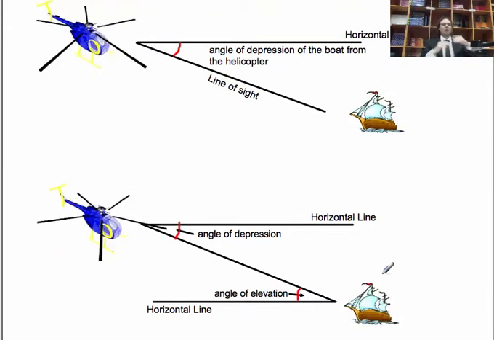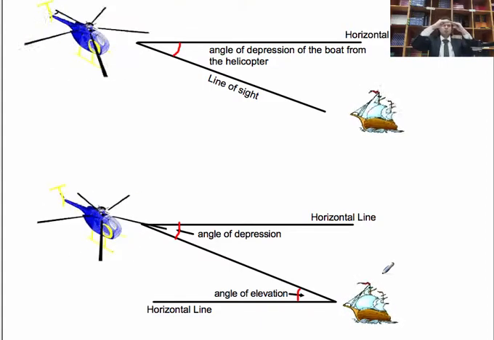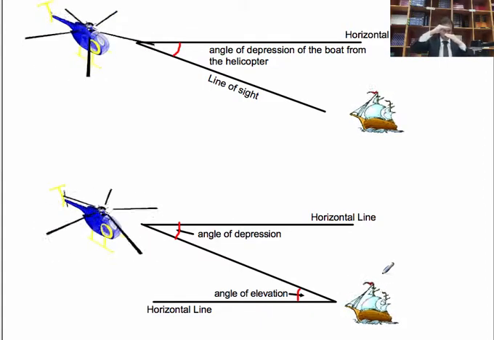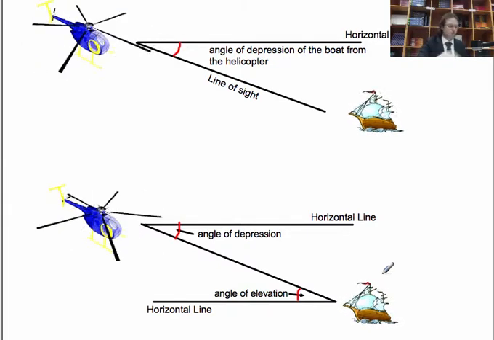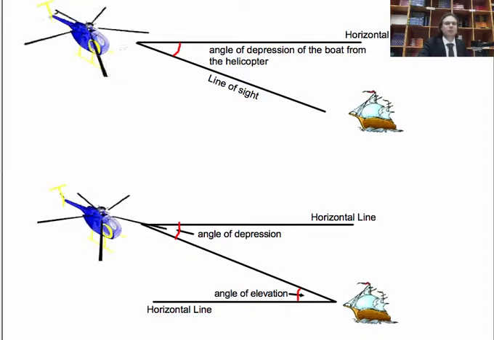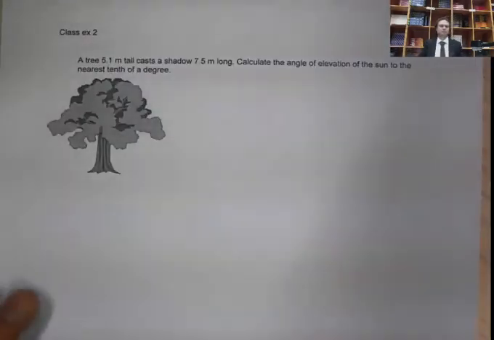Now I'm in the helicopter, straight across, right? Then how much I move down from here? I move down to there. That is my angle of depression. So I'm looking down to the ship. Okay? So now, let's take a look at some questions here to help you out.